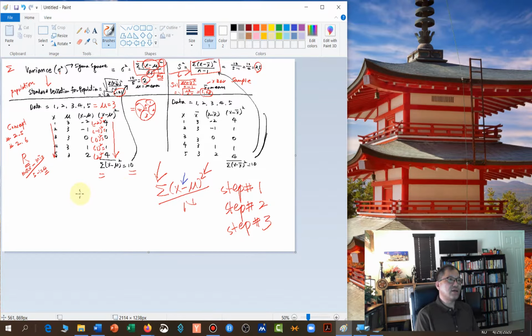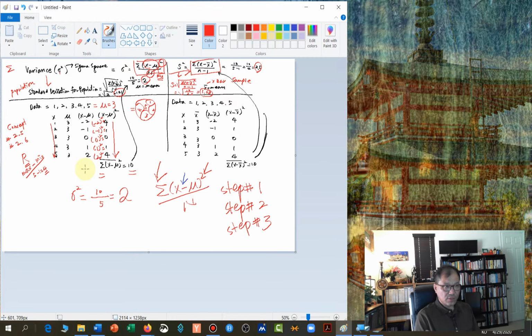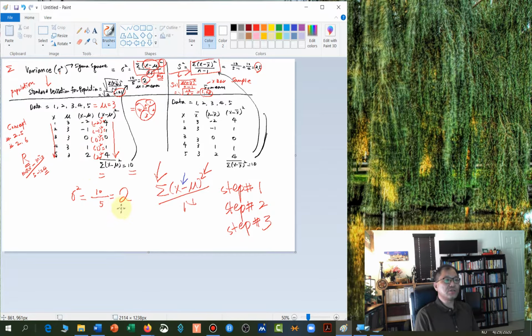Next, let's calculate sigma square. That is the variance for the population. So I got 10 over the case number, capital N for the population, 5, which equals 2. So if I ask you to calculate the variance for the population using this data set, your answer should be 2. This is the variance.